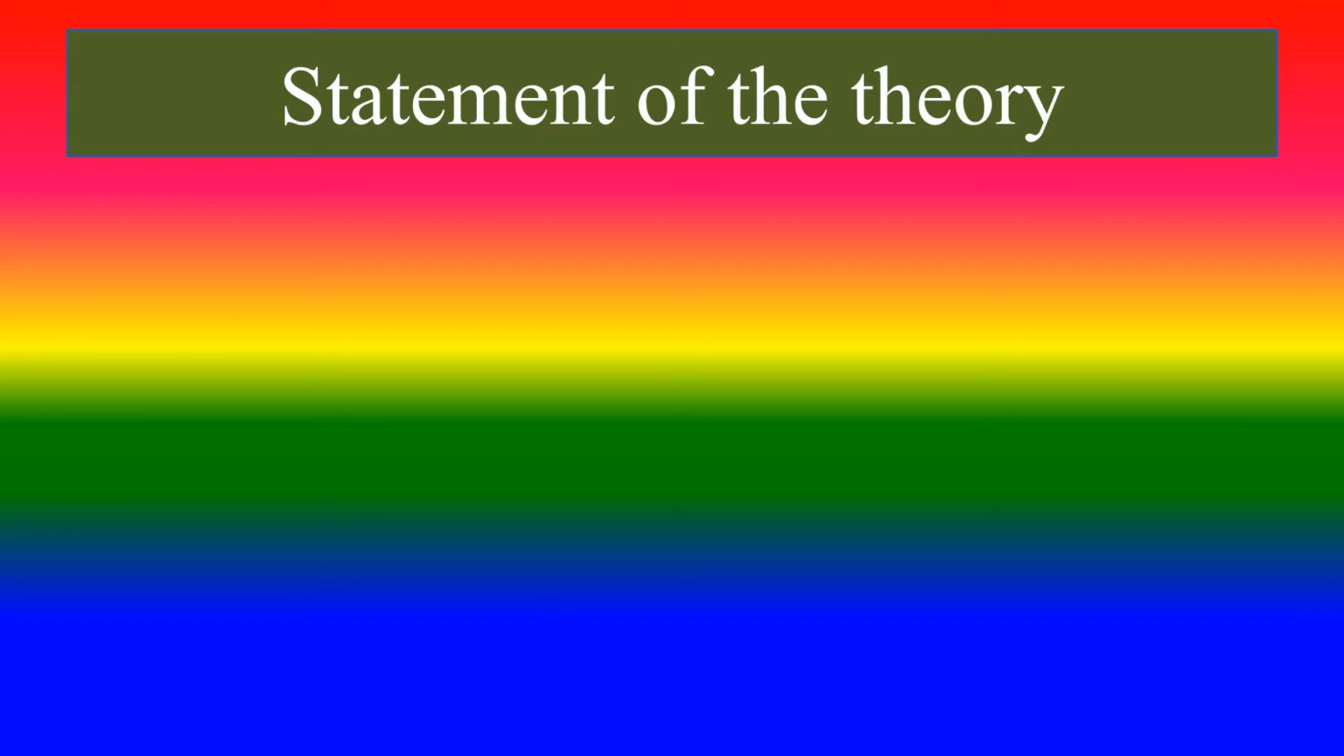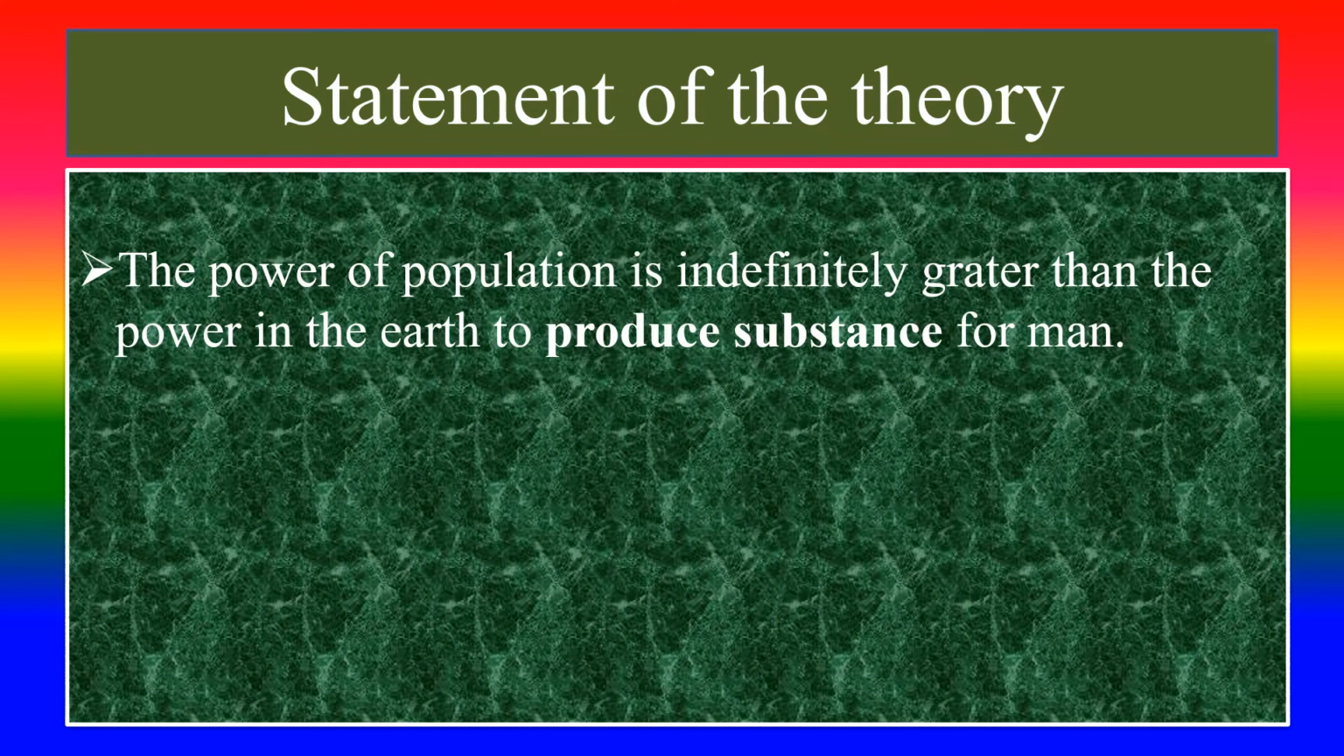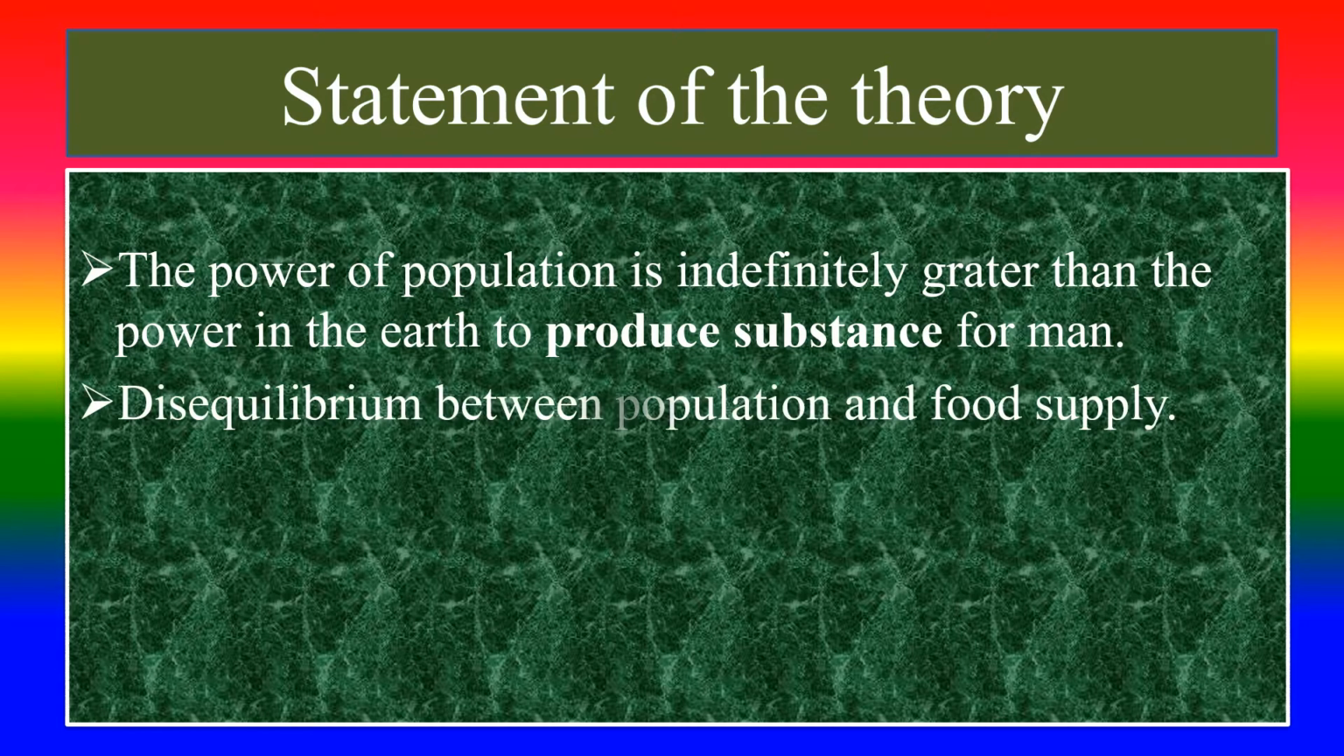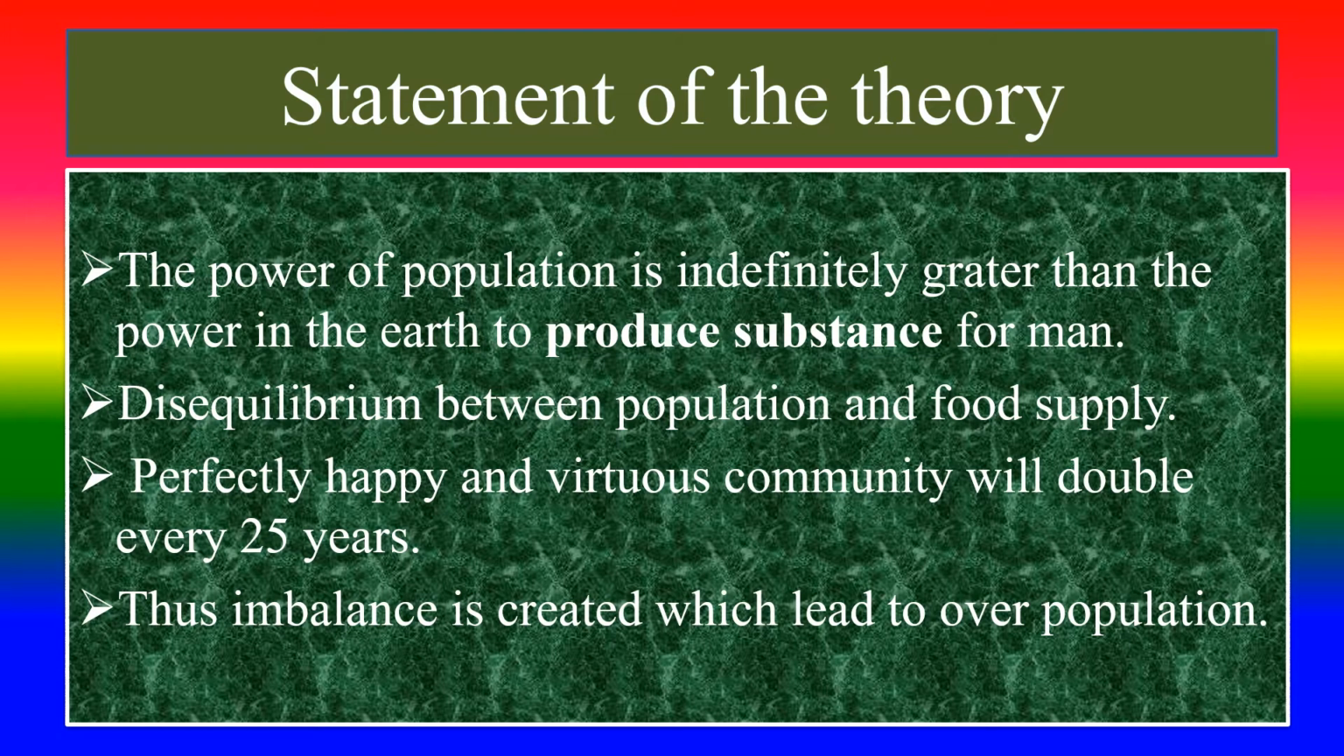Statement of this theory. The power of population is identified greater than the power in the earth to produce substance for man. Disequilibrium between population growth and food supply. Perfectly happy and mature community will double every 25 years. Thus, imbalance is created, which leads to overpopulation.